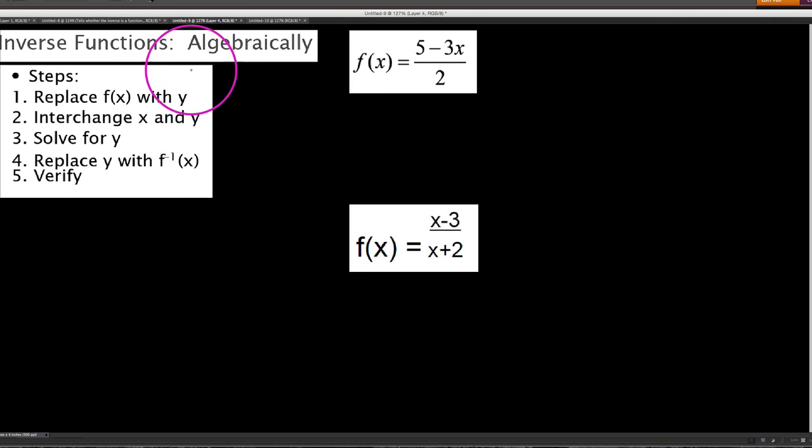So for these last two examples, we're going to take a look at how you would find the inverse of a function algebraically, which really is the most important thing in this entire video if you ask me. So I've got some steps written out here. The first one is this.